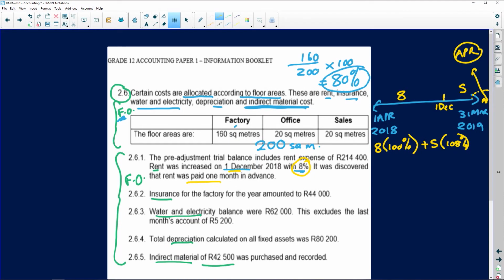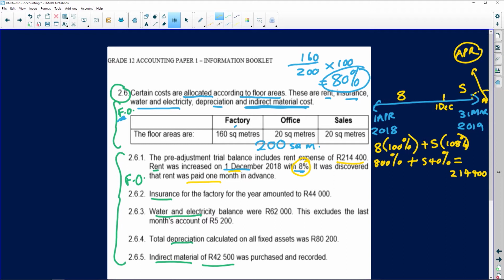That's what I'm basically doing. Okay, so 8%, so 8 times 100 is obviously 800%, plus 5 times 108 should give you 540%. And this is equivalent to the total rent that was paid, an amount of 214,400. So I'm just going to write it down here, 214,400. Right, now as you can see, I put that into an equation, right?